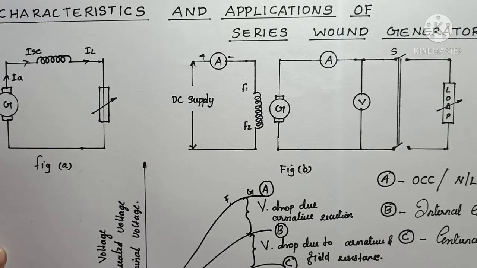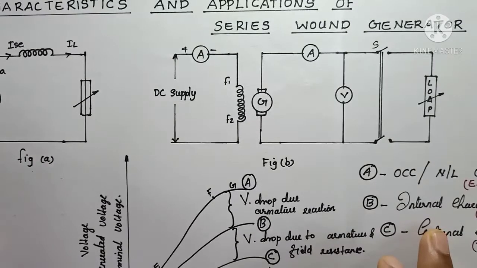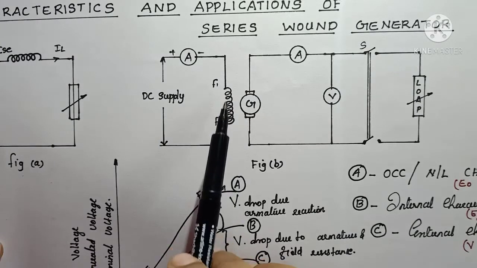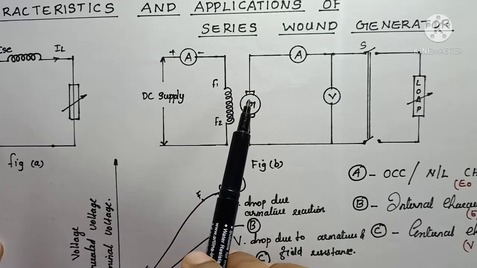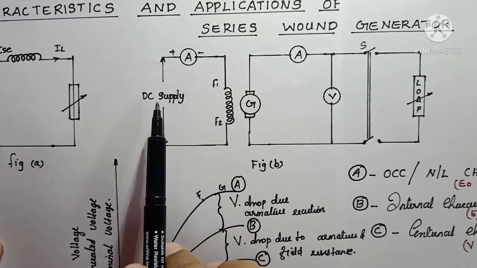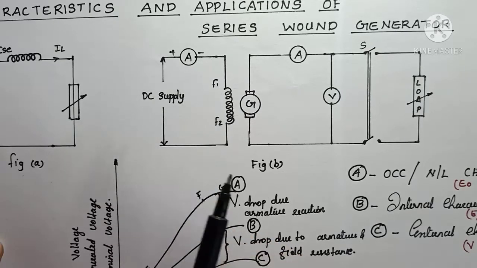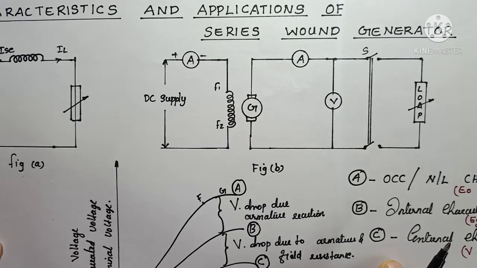But theoretically we can do it by separating the field windings from the generator and exciting them from an external DC source. You can see here that the field windings are separated from the generator and excited from the external DC source. Experimentally it is not possible, but theoretically we can do it.